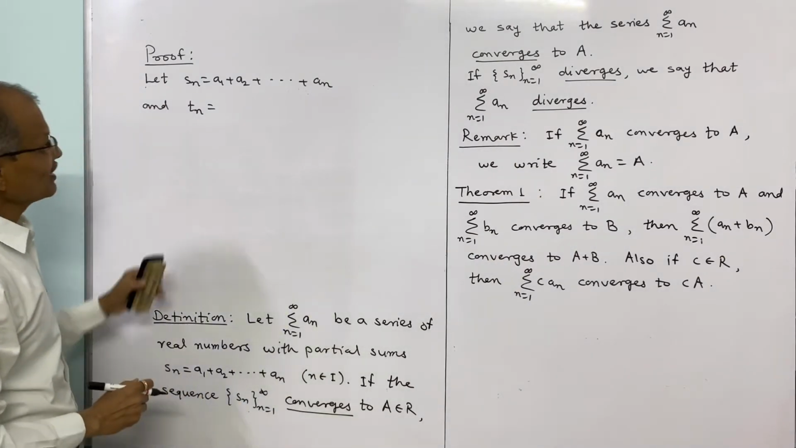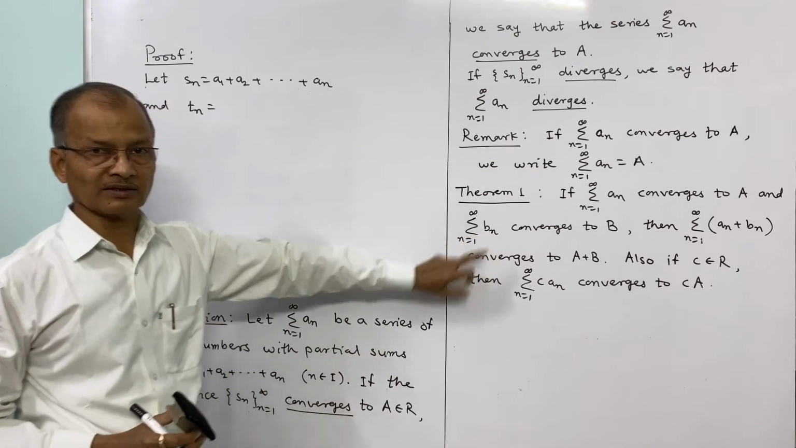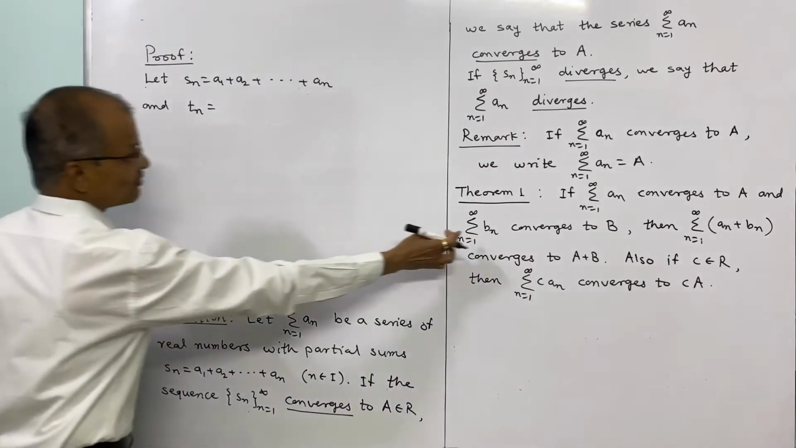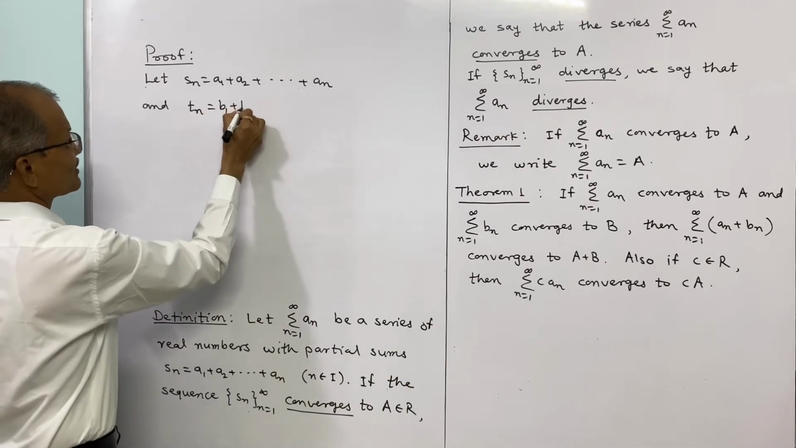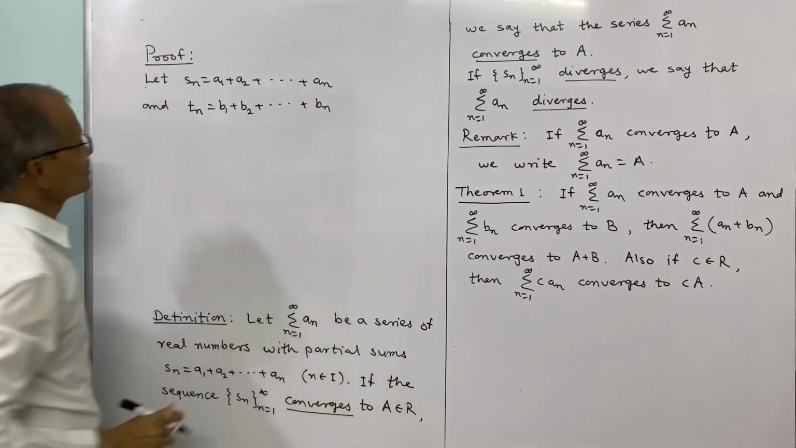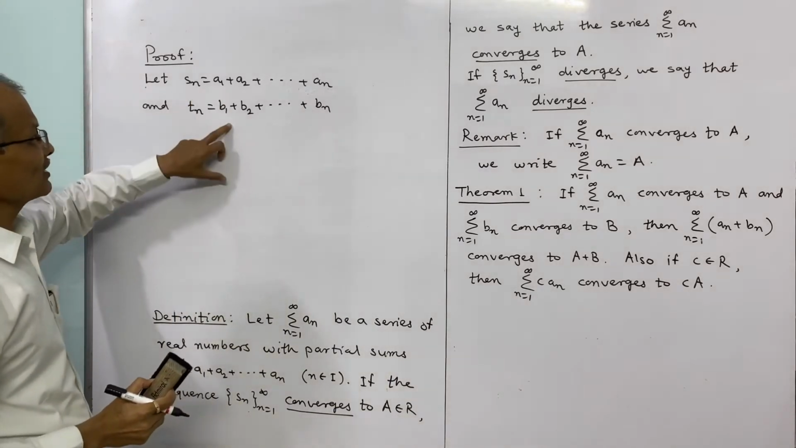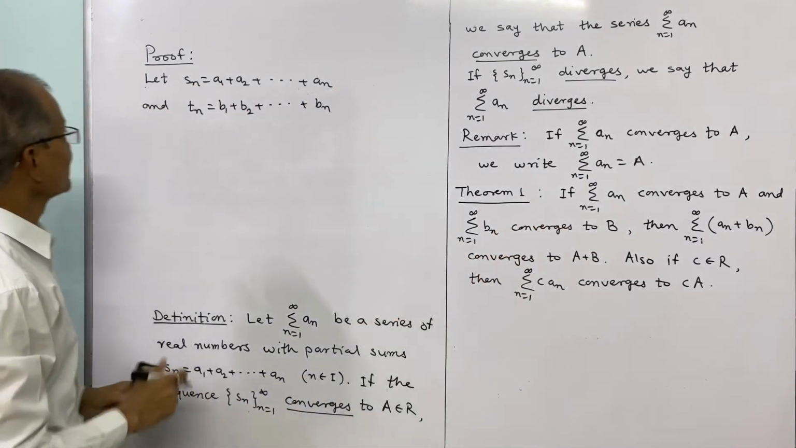Now what will be tn? tn will be the sum of the first n terms of this second series, and the first term will be b1. Take n equal to 1, we will get b1, plus the second will be b2, and the nth will be bn. So these are the partial sums of the series sigma an and sigma bn.